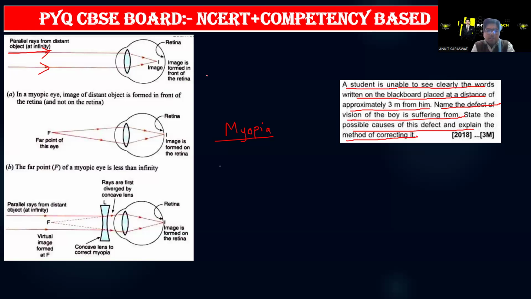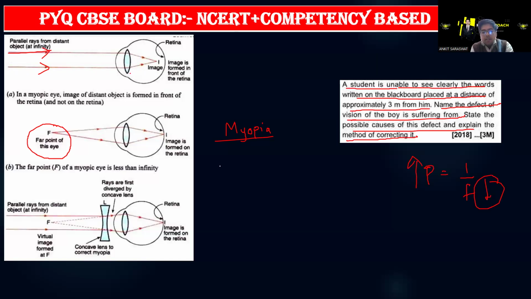But if you place the same object at its far point, what is the far point of this eye? Up to that point he can see clearly. We can say its far point is shifted. If you place an object at the far point, then it is going to converge at the retina. He can see clearly. It means converging power increase means focal length decrease. Power is inversely proportional to the focal length. If converging power increases, then focal length decreases. So we can say decrease in focal length.